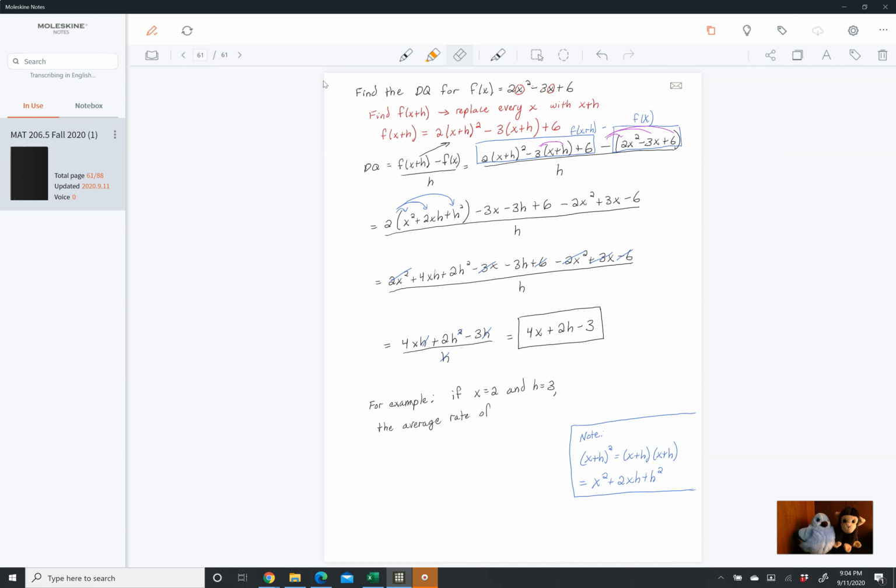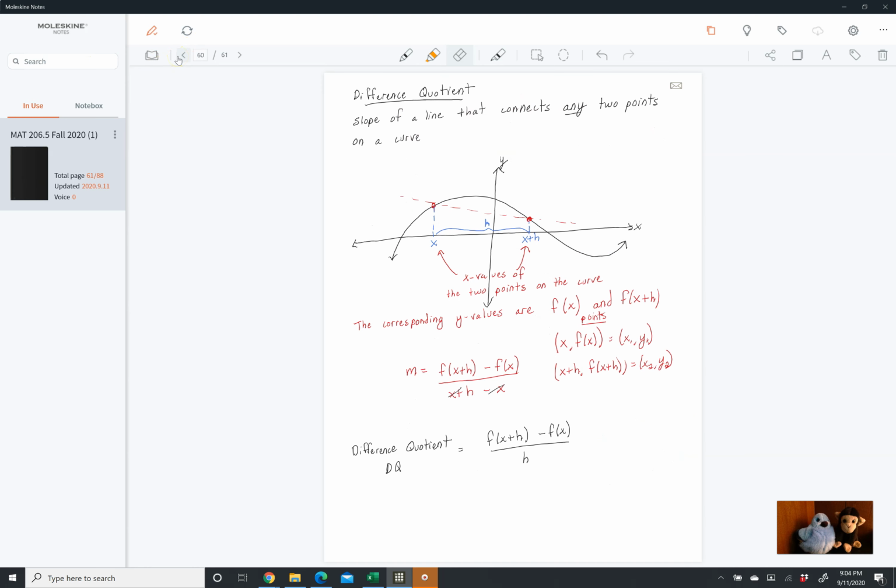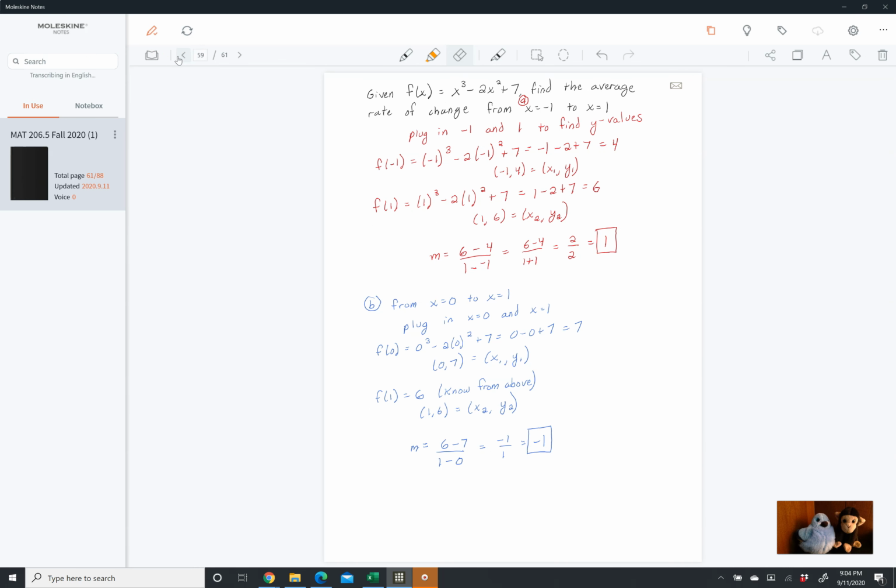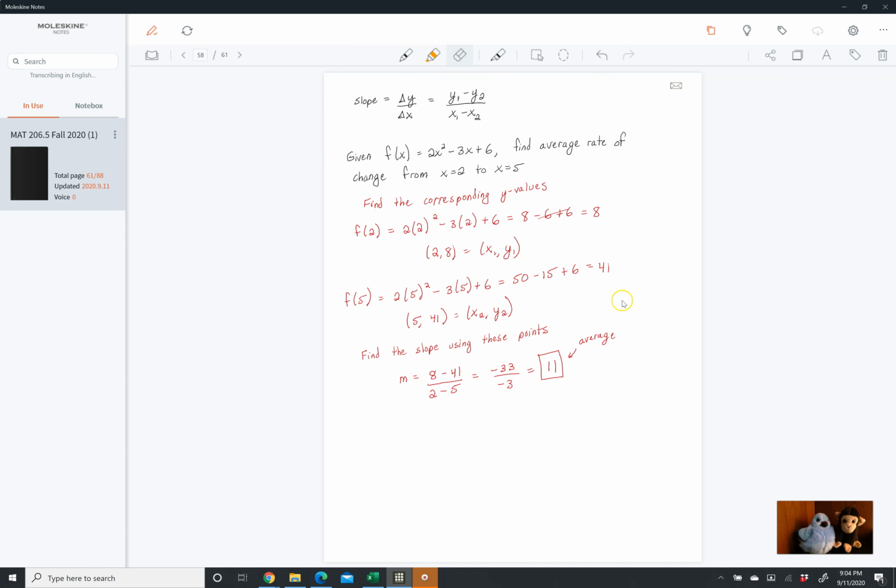So remember, average rate of change is you're given something specific. 4 times 2 plus 2 times 3 minus 3. So this is 8 plus 6 minus 3, which is equal to 11. And if you remember, if we go back again to look at that, look at what the slope is, 11.